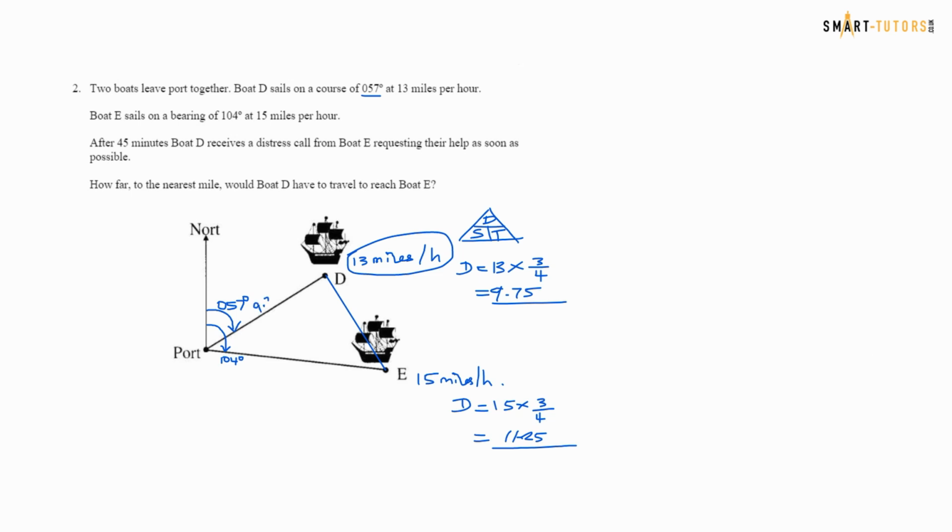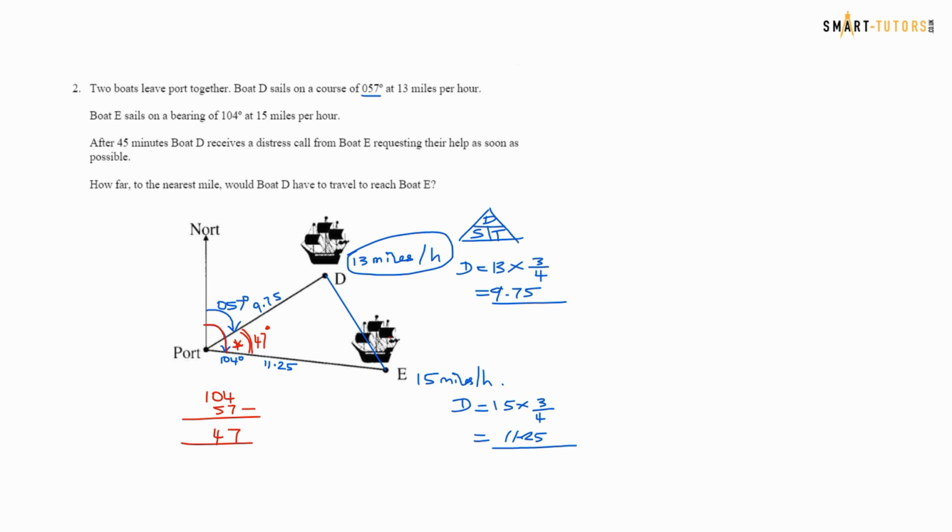9.75 is here, 11.25 is here, and now we need to find the angle between these two lines. How can we find it? 104 take away 57. You may ask why? Because 104 is the total angle, take away the 57, which gives 47. So 47 is the angle in between.